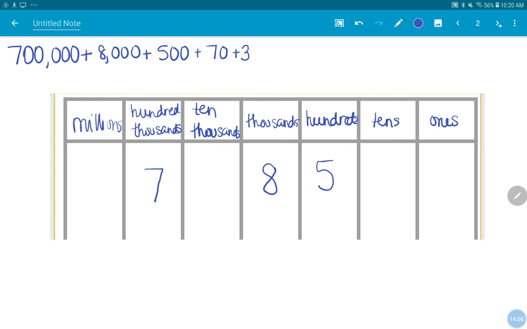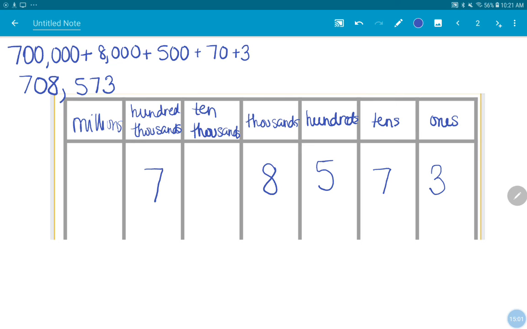How about tens? What goes in the tens place, Alexis? 7. And what goes in the ones place value, Jaden? 3. So, what if I wrote that in standard form? What's that number going to look like, Caden? 708,573. We just wrote that number in standard form.